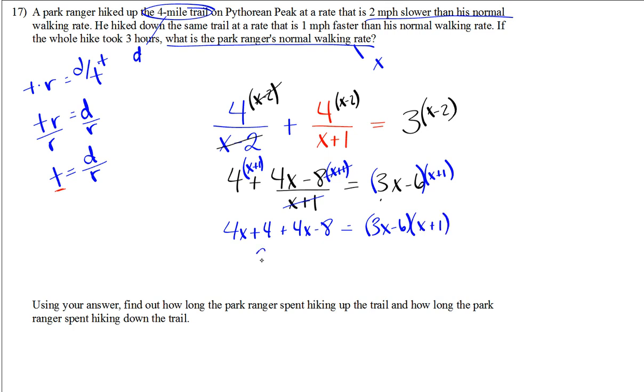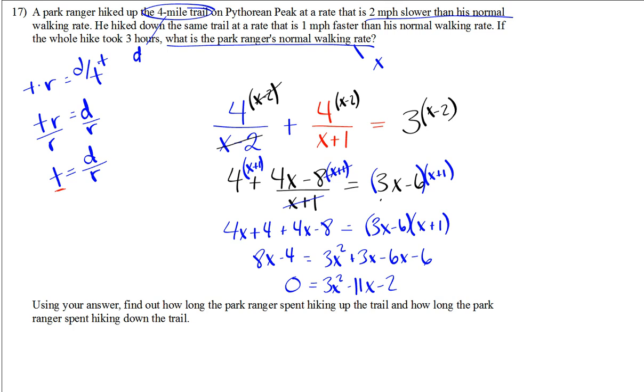Let's combine some like terms over here. We'll get 8x minus 4 equals 3x squared plus 3x minus 6x minus 6. Okay, we want to put everything all on one side. So that'll give us 3x squared minus 11x minus 2, that's 6 plus 1 minus 2, and that's all equal to 0. At that point you can do the quadratic formula if you want, but I think probably the easiest way to do it is to graph this.